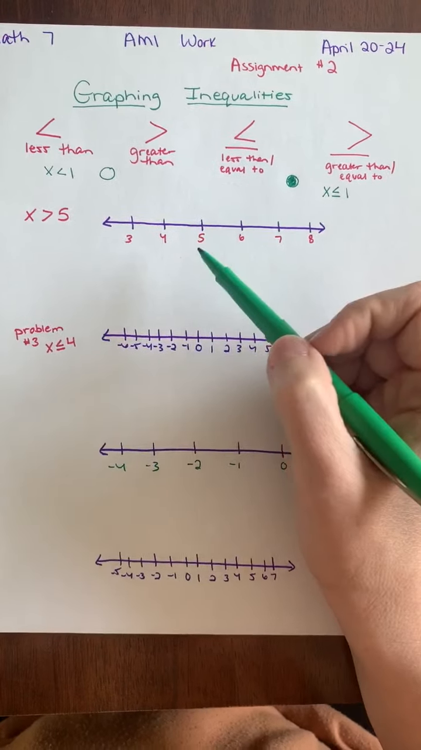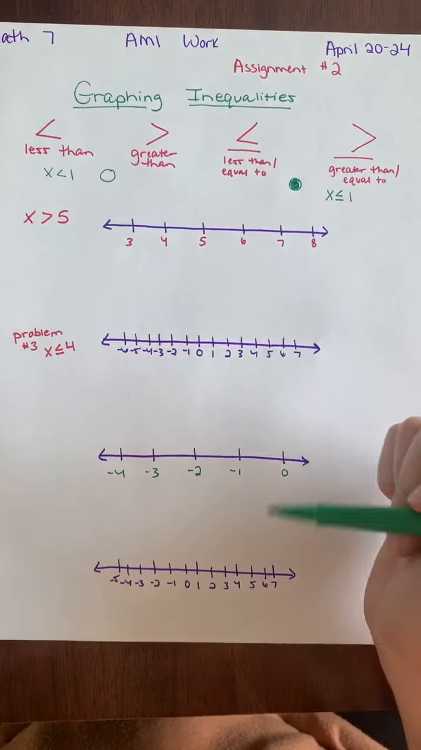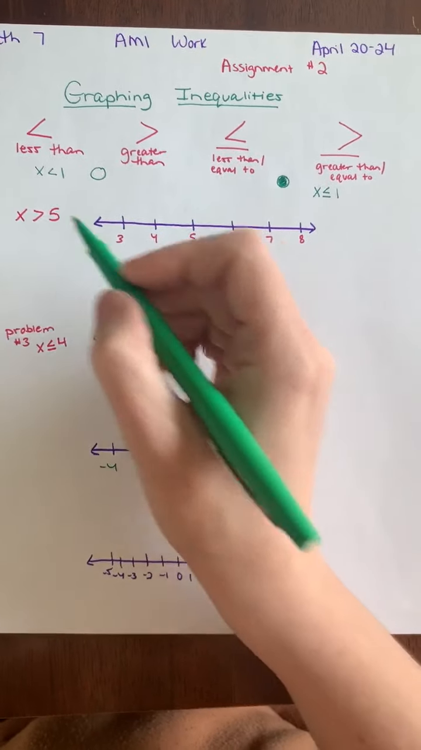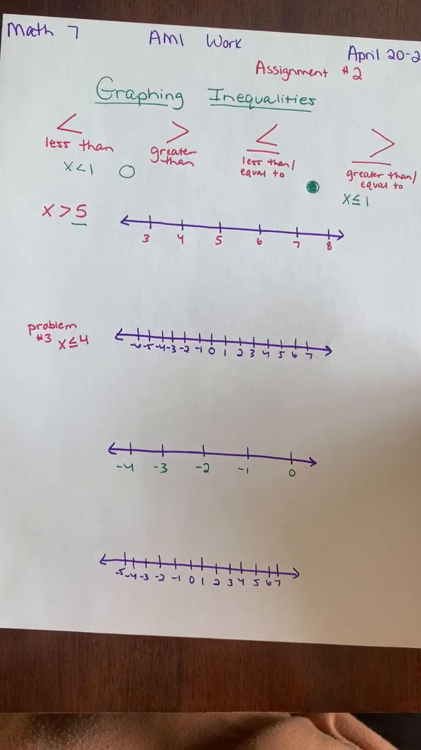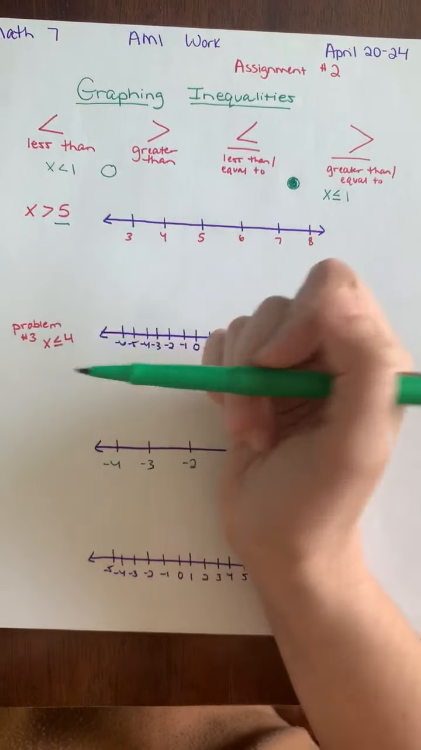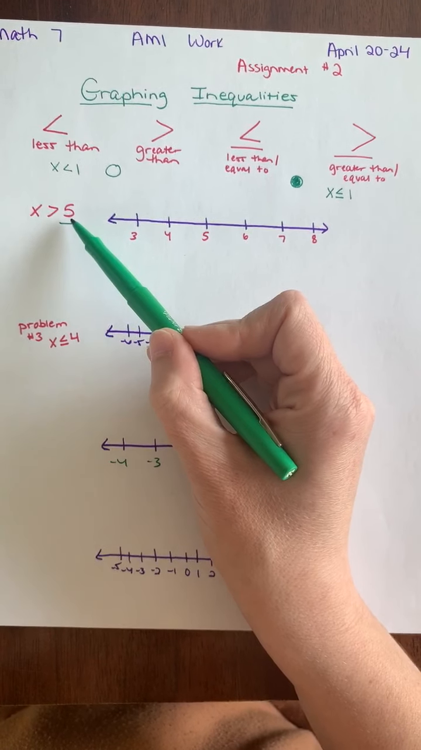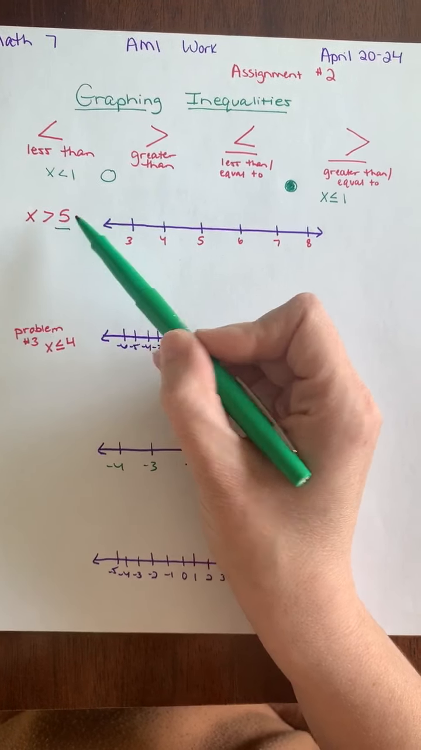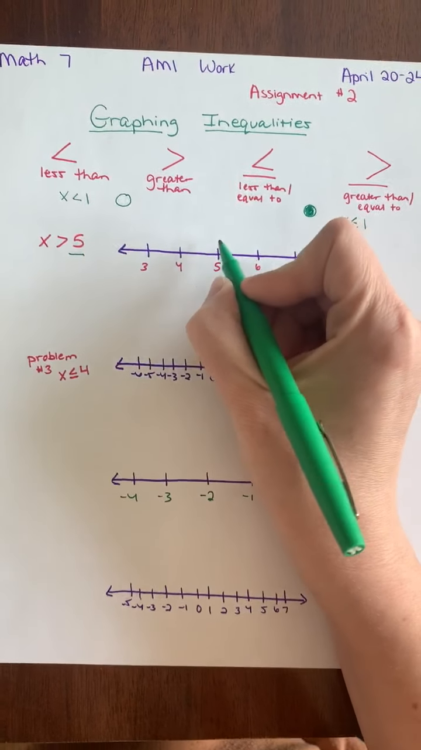Okay, so looking at the first one, when you are given an inequality statement and a number line and asked to graph it, the first thing you're going to do is look at the number that's following the inequality sign. If the variable is by itself, which in this lesson all of them will be, that number is going to tell you where to put your dot.